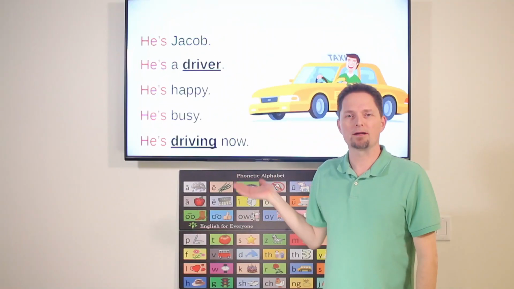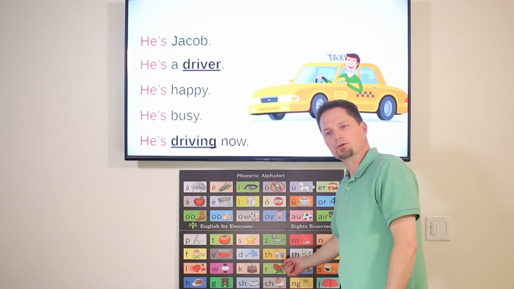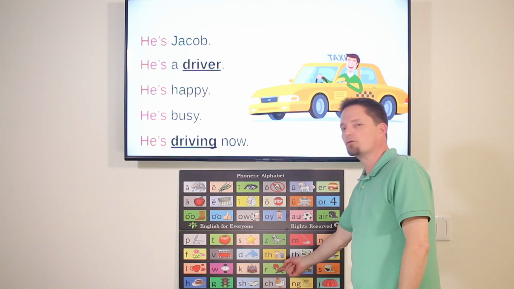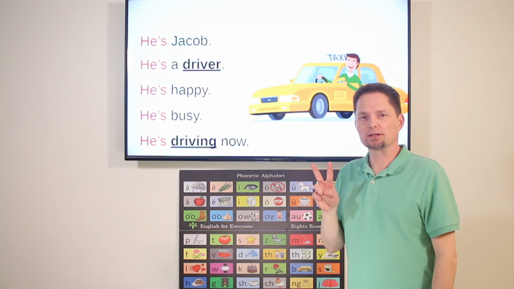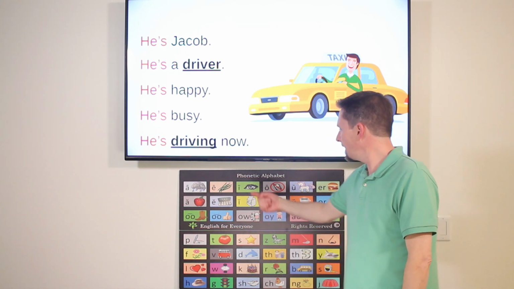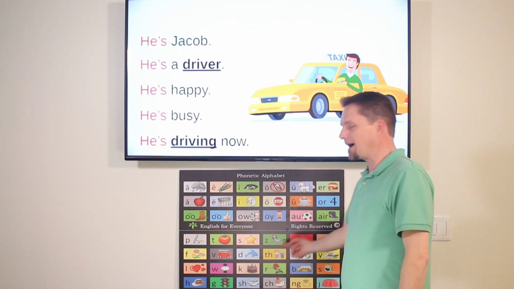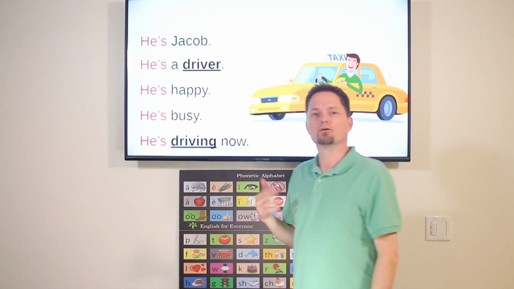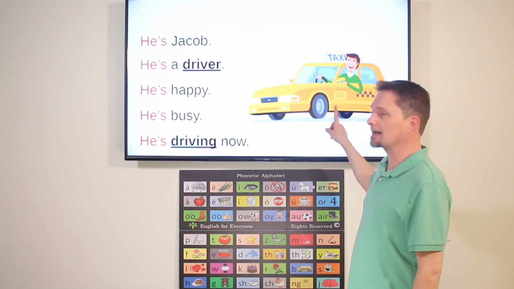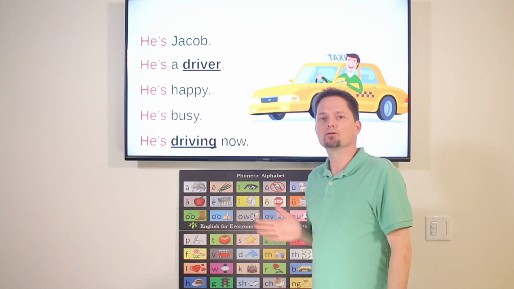New vocabulary. Driver. Pronunciation: drive, driver. Driver has two pronunciations. With dr together, driver or jriver. Driver is a person, a profession. He is a taxi driver. And drive is the action. In a continuous form, driving.